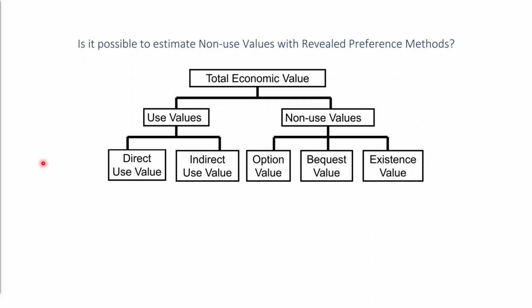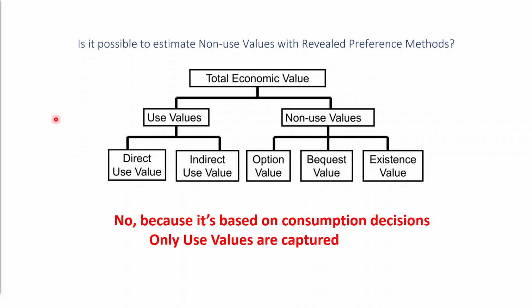Is it possible to estimate non-use value with the revealed preference method? Remember, these are the non-use values here. The short answer is no, because the revealed preference method is also known as voting with your wallet. We're observing consumption decisions. For these non-use values, there's no market for them, and it is really hard to observe. People don't make consumption decisions based on non-use values, so only use values are captured.